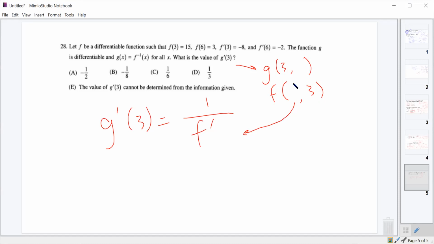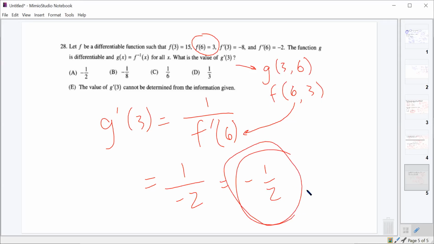Well, when does f equal 3? f equals 3 at 6. And that's the point 6, comma 3. So if we want g prime of 3, that should be 1 over f prime of 6, which ought to be 1 over negative 2. And that's just the inverse rule.